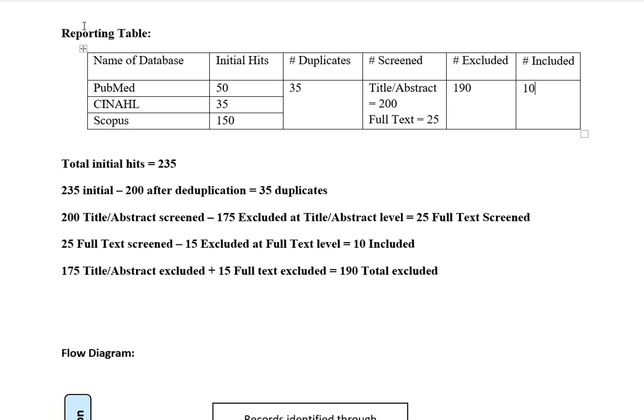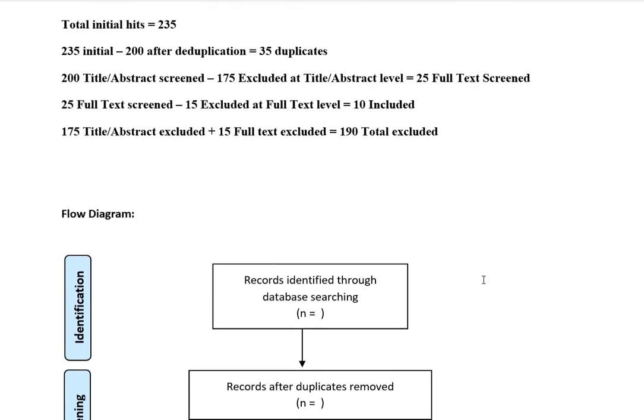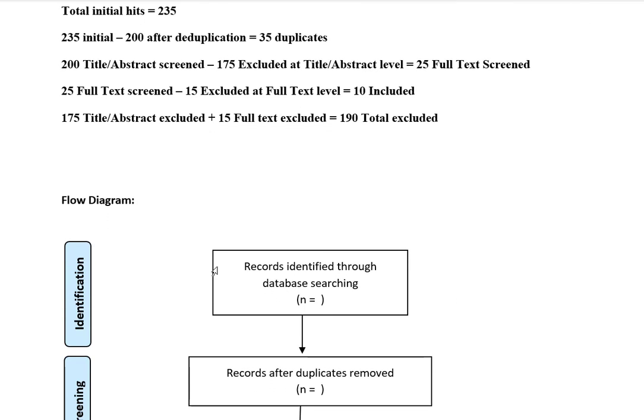Okay, so that is how you can complete the reporting table to support what needs to be reported in your flow diagram. So the flow diagram looks like this. And the way that you translate this is you take the records identified through database searching. That's your initial hits right here, total initial hits. So this number is 235. Records after duplicates removed, that's right here. So we had 35 duplicates.